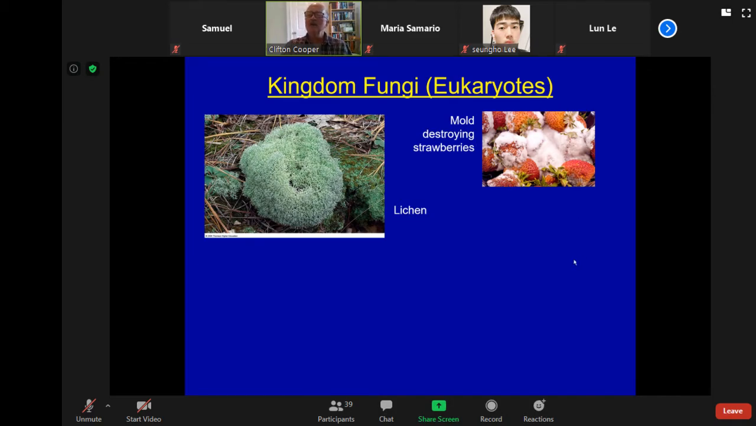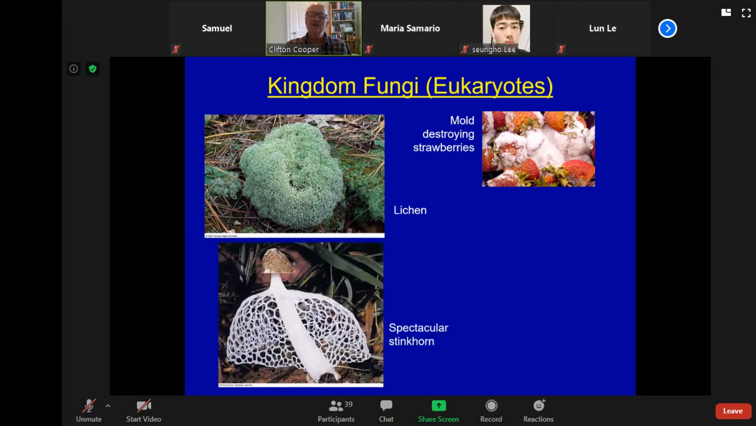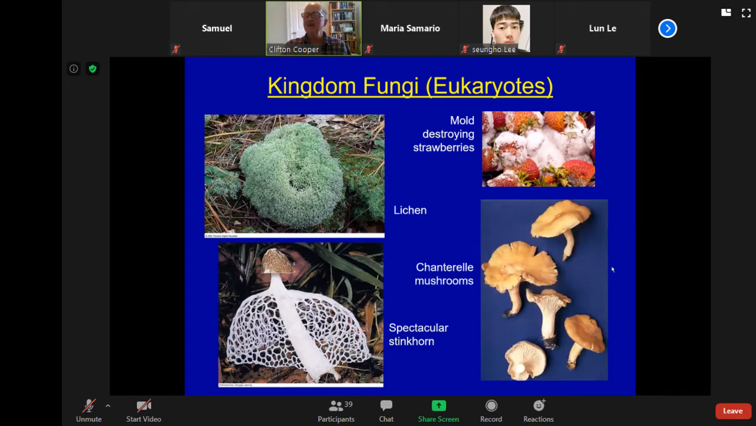Lichens are a different arrangement of fungi, very beautiful in their own way. And there are certain really spectacular mushrooms like this one, and some that are nicely edible, like chanterelles. Fungi are another big and diverse group. And if you were to compare them to plants or animals, which one would you think they're probably more similar to? Think they're more similar to plants or to animals?